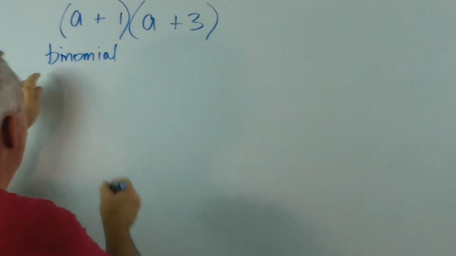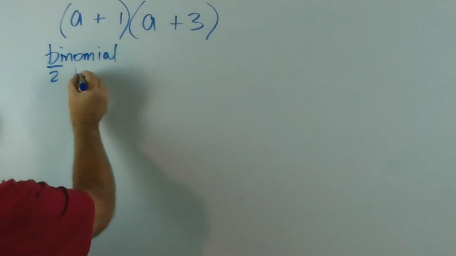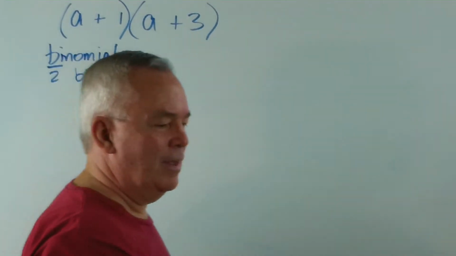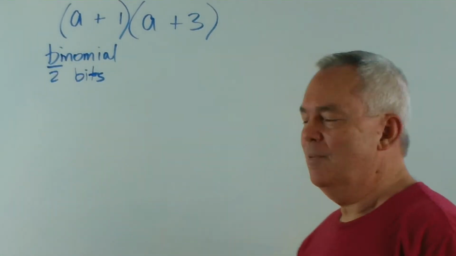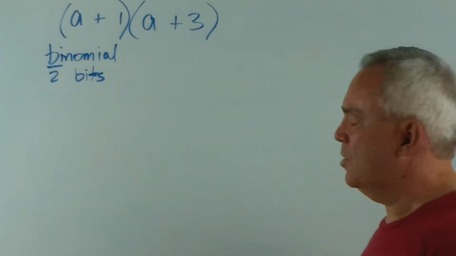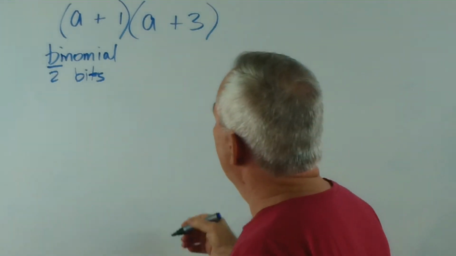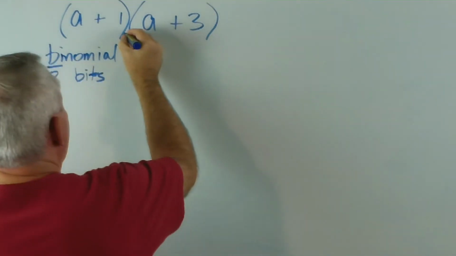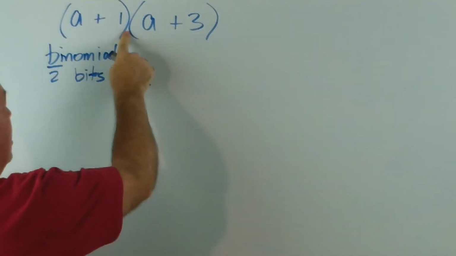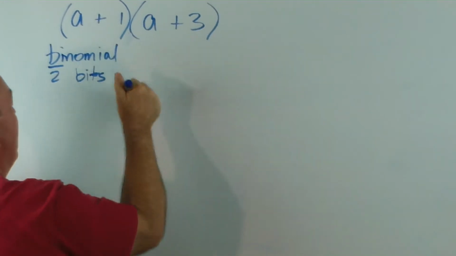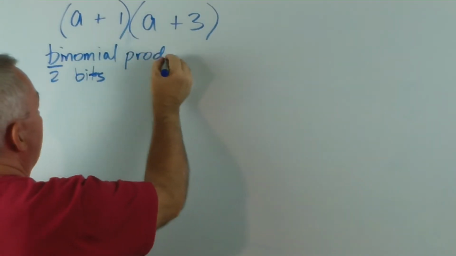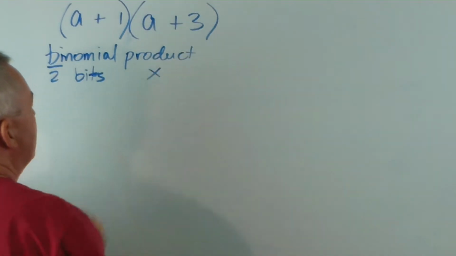Just think, bi means 2, 2 bits, so that'll do. I'm not too concerned with being absolutely precise with the translation. That's got 2 bits, that's got 2 bits, and if we multiply them, we don't actually write the multiplication sign in, we call it a binomial product, because product means times.